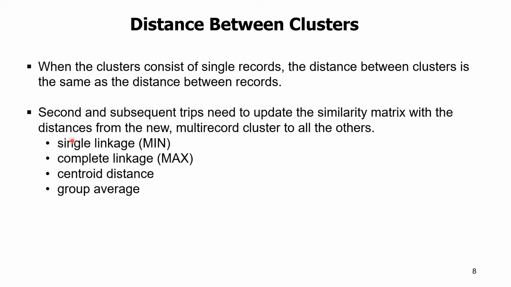Actually, we have a few more options, but in this lecture, we're going to discuss these 4 distance measures: single linkage, or min; complete linkage, or max; centroid distance; and group average. We're going to talk about this in the following slides.